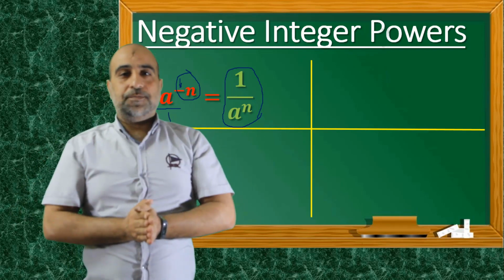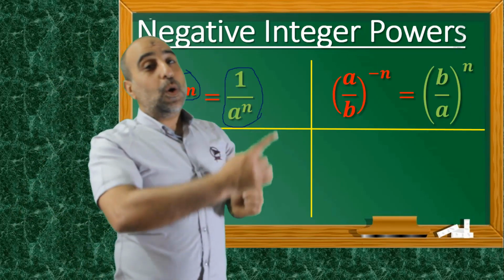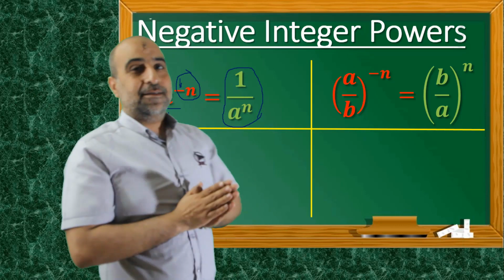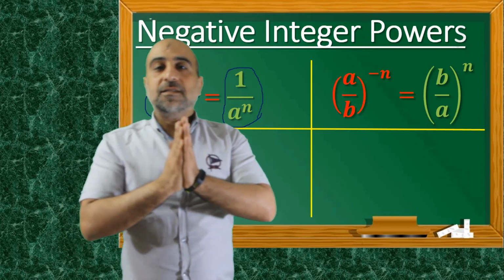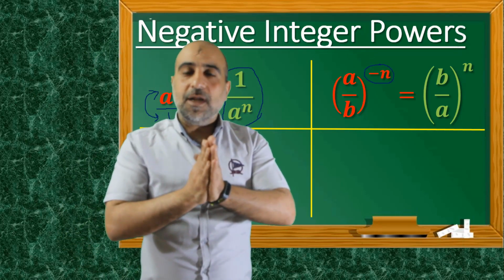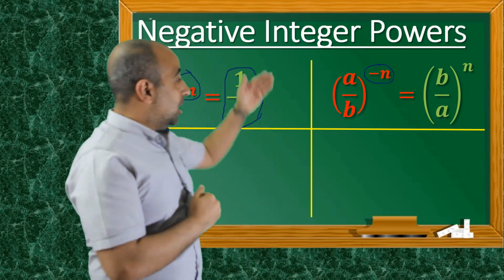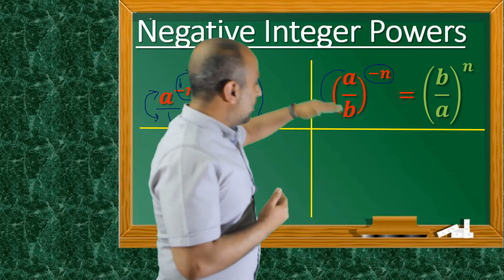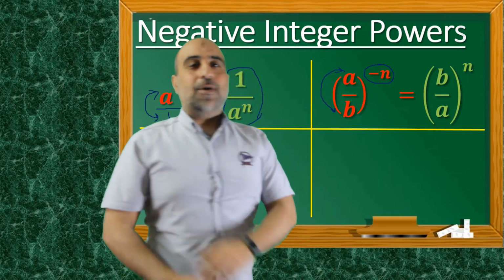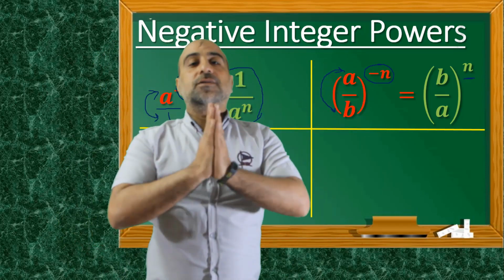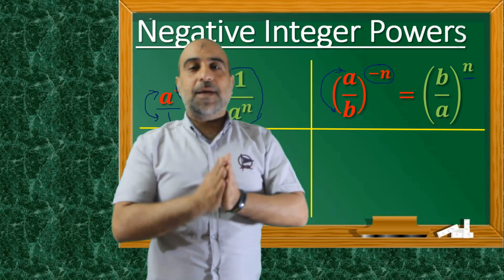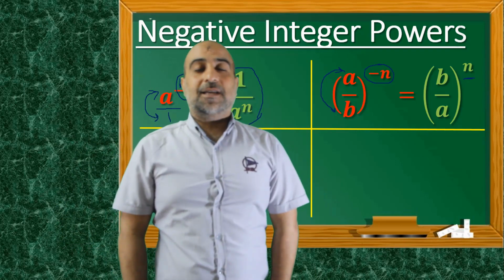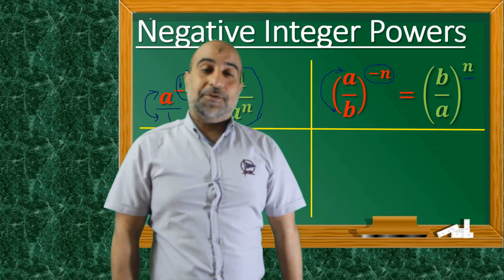The second form: (a over b) all to the power of negative n. Just get rid of the negative sign in the power by putting the reciprocal. (a over b) becomes (b over a) all to the power of n, because I got rid of the negative sign in the power by putting the reciprocal, which is turning the rational number upside down.